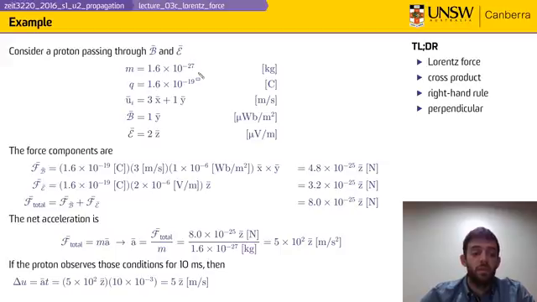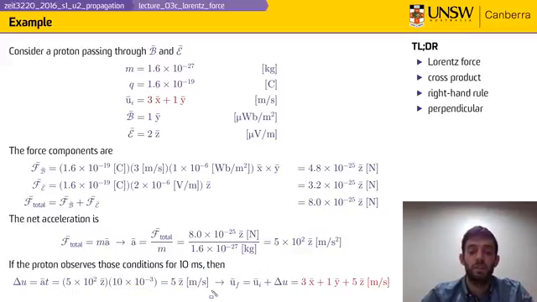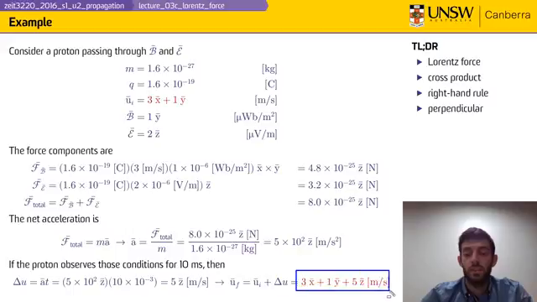So finally, if we then pretend that those conditions are observed by the proton for 10 milliseconds, we can readily calculate the change in velocity that will occur simply by multiplying the acceleration by time to get 5 meters per second in the positive z direction. When you add that to the initial velocity, what you end up with is something that looks like this: 3 in the x direction, 1 in the y direction, and 5 in the z direction.